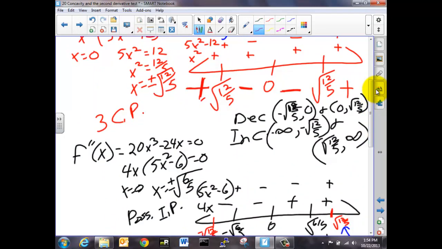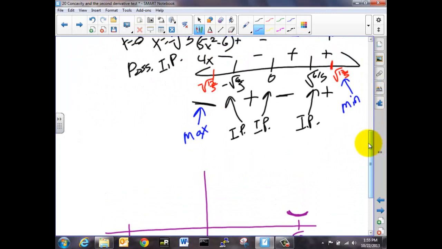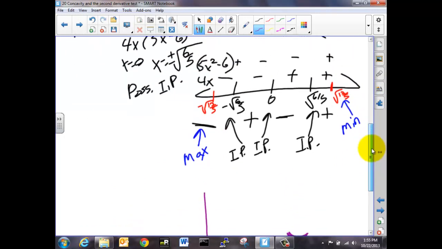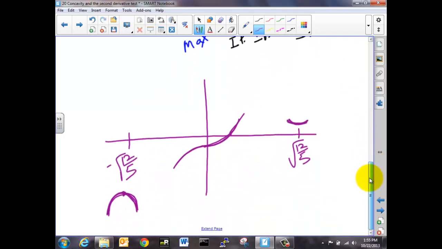At 0, what do we know? The derivative is 0 and the concavity changes. So, somewhere in here, it does this, doesn't it? It has to do something like this. Was that right? Which way was it concave up? No, it's concave. Is this concave up, people? No.